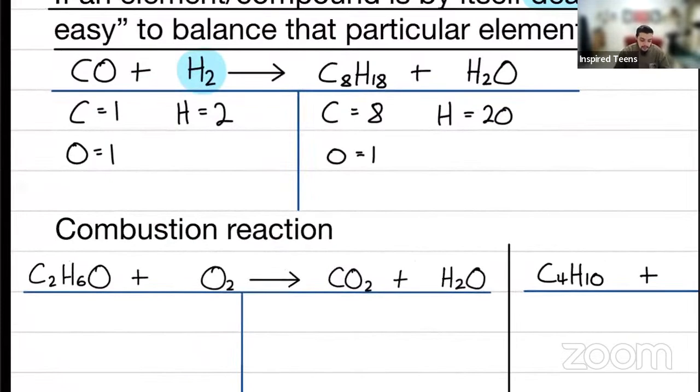So carbon, hydrogen, oxygen, carbon, hydrogen, oxygen. Let us balance. First, the thing that's unbalanced is that on the left-hand side we have 1 carbon and on the right-hand side we have 8 carbons. So on the left-hand side, I'm going to multiply this by 8 to balance out my carbons. Now my carbons are balanced. The oxygen becomes 8 because of this coefficient.